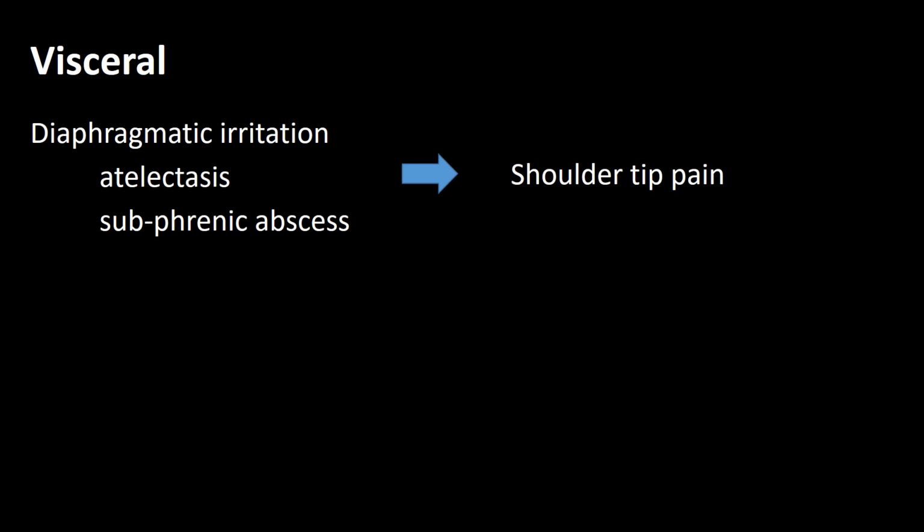The diaphragm may also refer to the shoulder tip, and this may be due to base of lung pathology such as atelectasis or subphrenic abscesses.